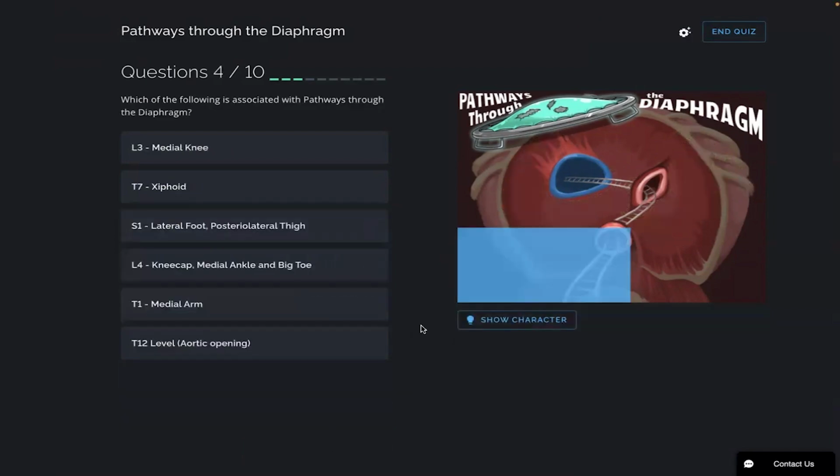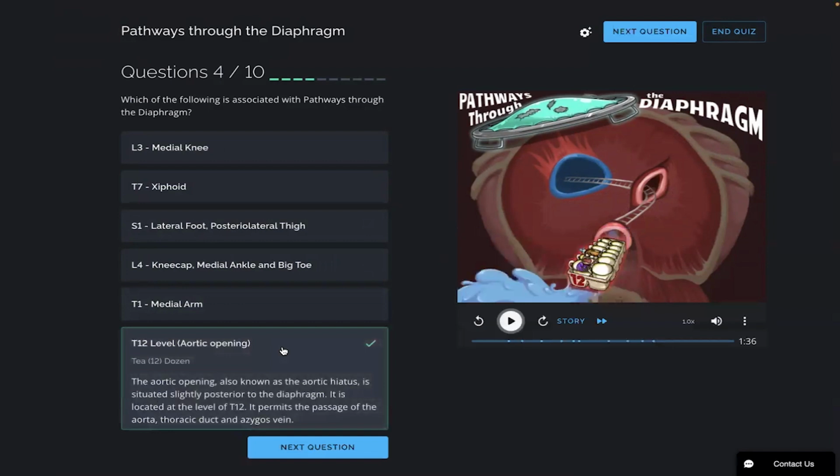Okay, next question. Which of the following is associated with pathways through the diaphragm? And do you remember the T dozen there? So I'm going to go with the T12 level. Awesome. The aortic opening, also known as the aortic hiatus, is situated slightly posterior to the diaphragm. It is located at the level of T12. It permits the passage of the aorta, thoracic duct, and azygous vein.